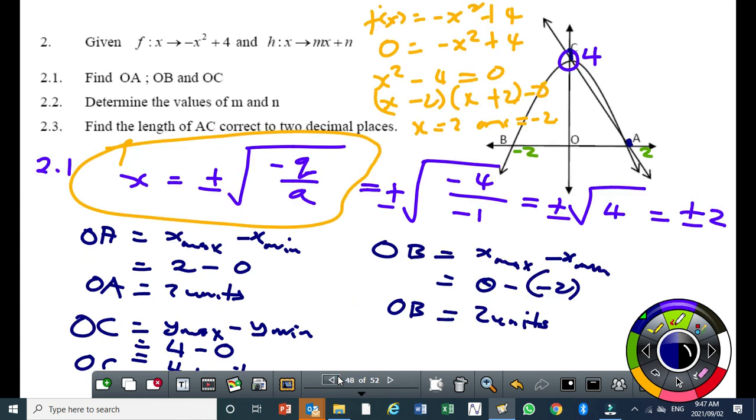And then the next question, find the length of AC correct to 2 decimal places. So we now need to find the length of AC, which is more like the hypotenuse of triangle OAC, right? So we know the length of OA, we know the length of OC, so we use the theorem of Pythagoras. Now be aware that since you are in grade 10 now, the theorem of Pythagoras is now required you to apply it. You'll never be taught the basics of the theorem of Pythagoras now. The application.